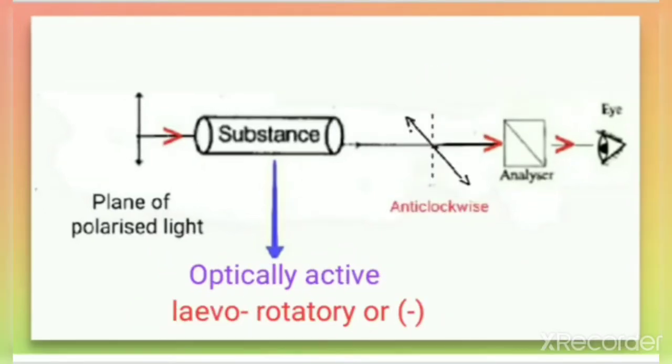And when it rotates the plane of polarized light in an anti-clockwise direction, such optically active substances are called levorotatory, which are represented by a negative sign with the name of the substance, as observed through the analyzer. So we can conclude the three types of substances which we have learned here.